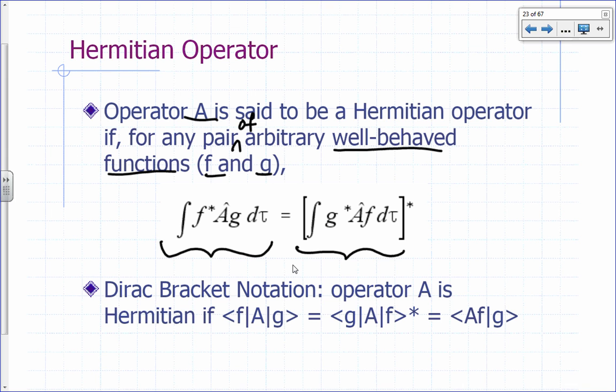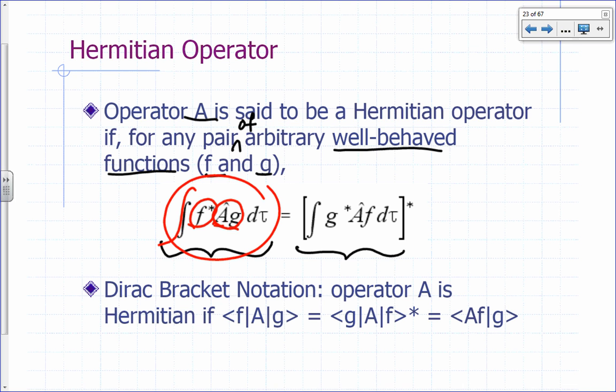If you operate A on function g, that will just give you another function, right? And then you multiply that by the complex conjugate of function f, and then you integrate over all space. You should get the same answer. Well, what would this give you? That will give you a number, right? It's a definite integral. If you integrate over all space, it's a definite integral. That should give you the same result if you do it the other way.